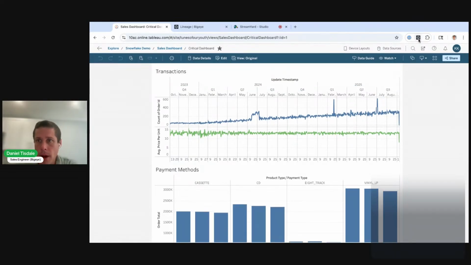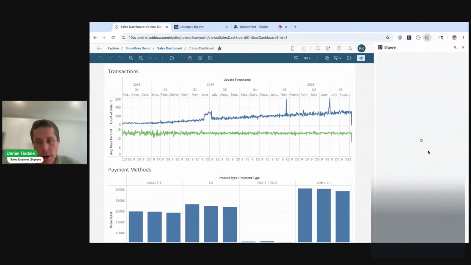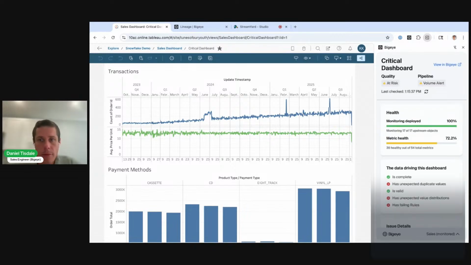So what I can do is I can pop open this browser extension here. And what this browser extension is going to do is really immediately give me a trust or kind of a health score on this dashboard itself. So starting at the top here under health, this is telling me two key KPIs related to the health of the data that's feeding this dashboard.